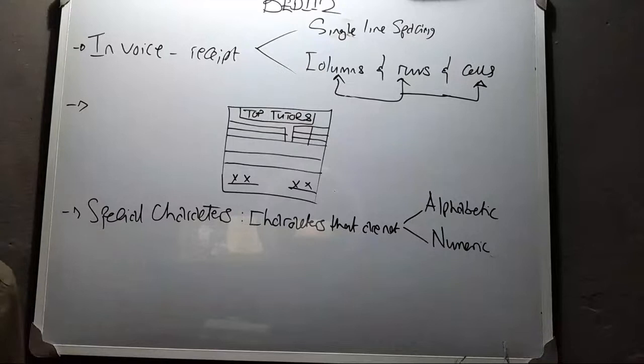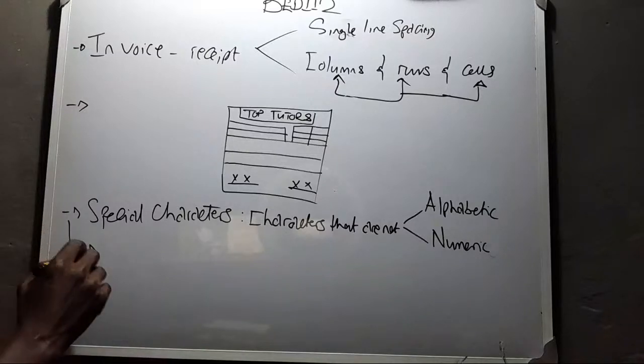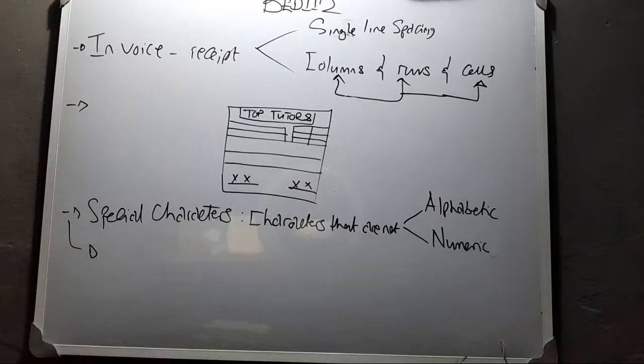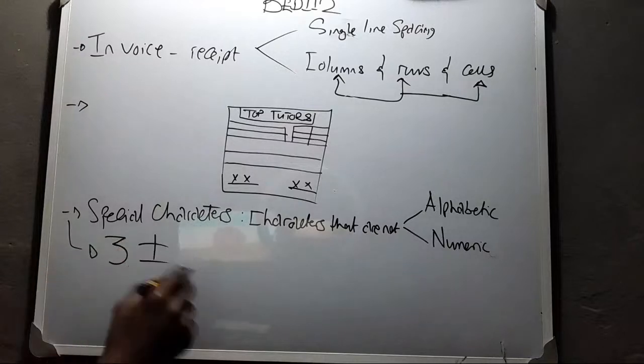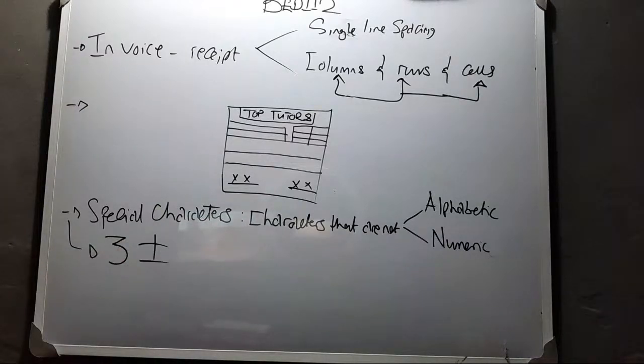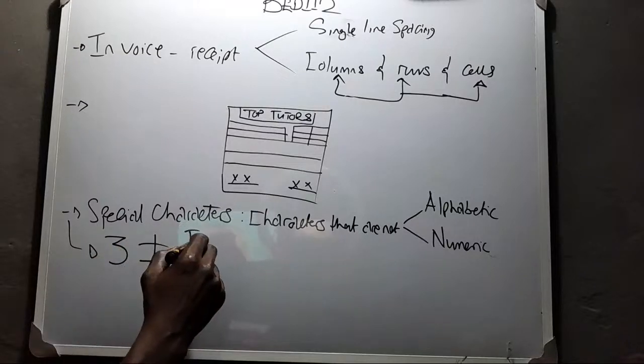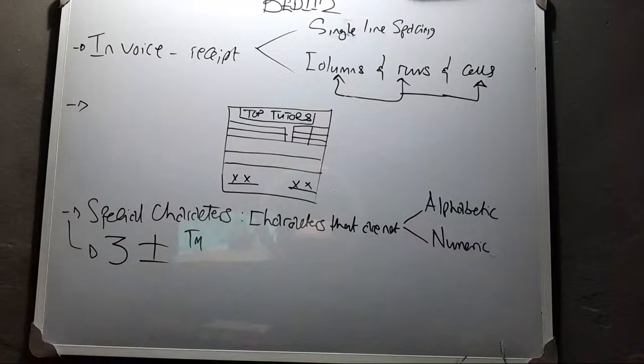Now we're going to look at some examples of special characters together. They are also referred to as symbols. The way you see things like that, okay, all these things are special characters. You see things like TM, right? Sometimes they are referred to as symbols. Now they are neither numerics nor alphabet.